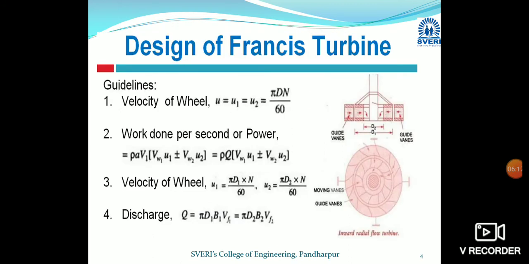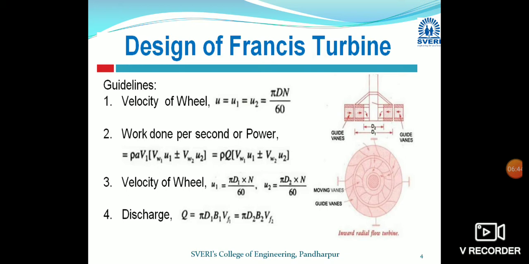Now when we do the design of that particular Francis turbine, here U1 is equal to pi d1 n. Sorry, read it as: velocity of wheel U1 is equal to pi d1 n divided by 60, and U2 is equal to pi d2 n divided by 60. So you don't consider U equal to U1. That is the case for the Pelton turbine and Kaplan turbine. I am sorry for that here.